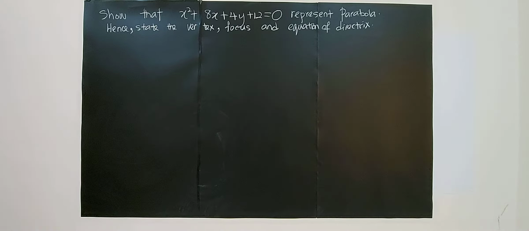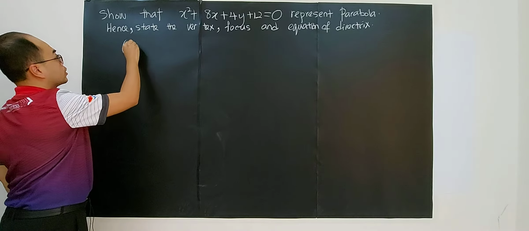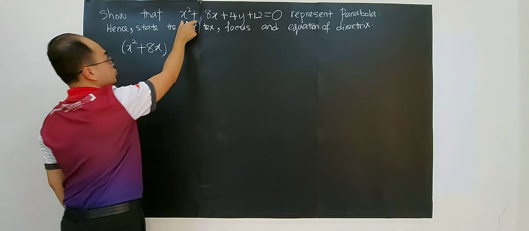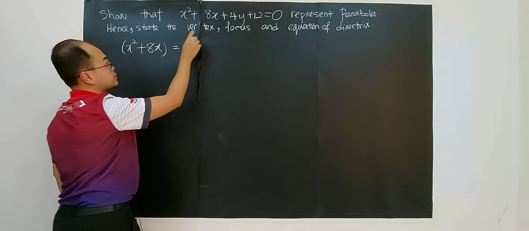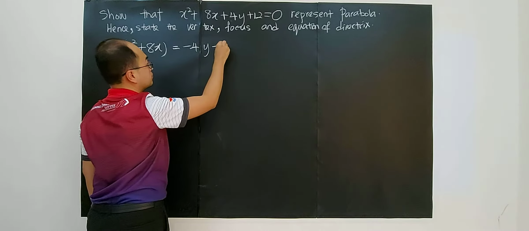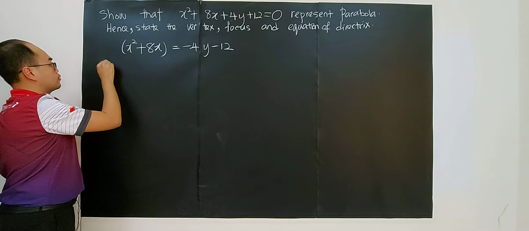But we have to show that this is a parabola in a proper way, by showing that this equation can be written in the standard form of the equation of the parabola. So what we're going to do is completing the square. I'm going to group the x squared and 8x together, because this is the quadratic expression, and the rest that is not quadratic, which is linear, I'm going to move to the right hand side. Then I complete the square for this part here.